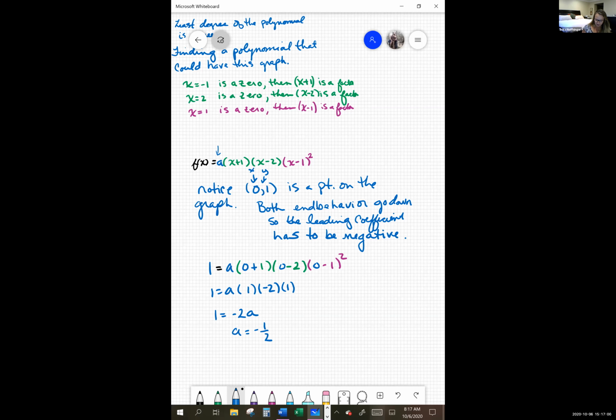So we just found a polynomial, f of x. So f of x equals negative 1/2 all times our x plus 1, our x minus 2, and our x minus 1 quantity squared.